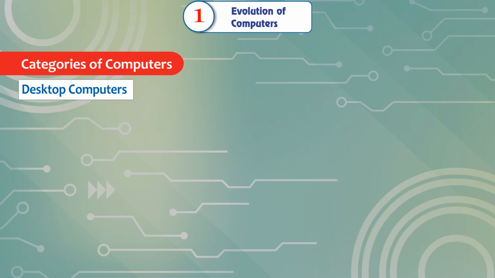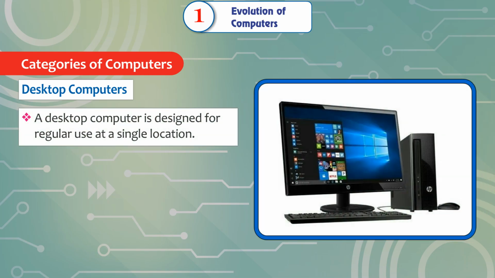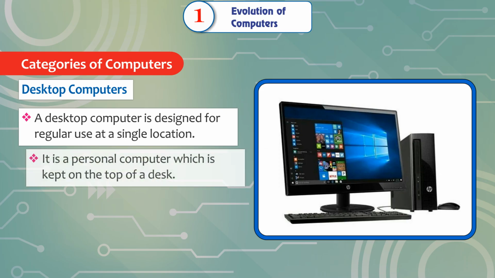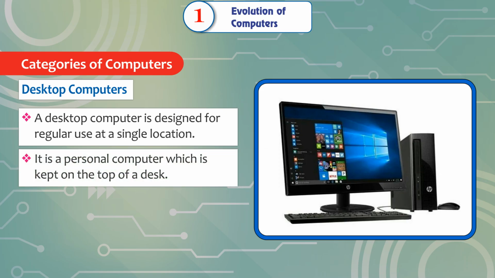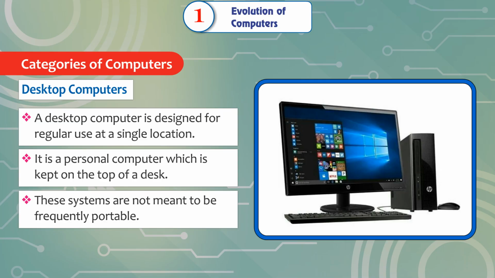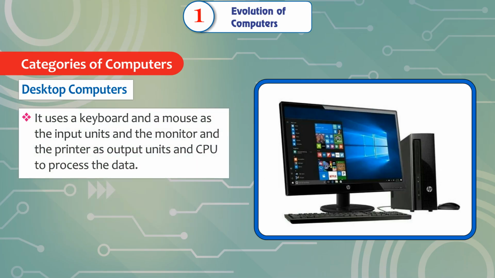Desktop computers. A desktop computer is designed for regular use at a single location. It is a personal computer which is kept on the top of a desk. These systems are not meant to be frequently portable. It uses a keyboard and a mouse as the input units and the monitor and the printer as output units, and CPU to process the data.